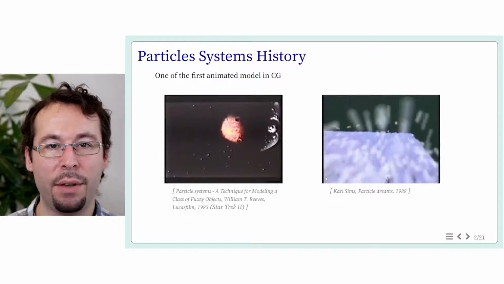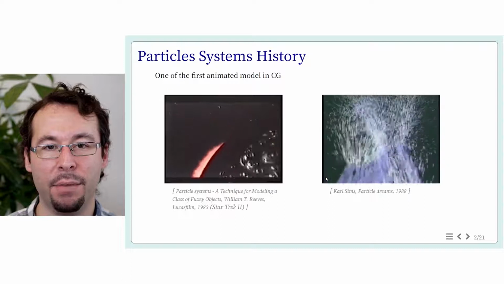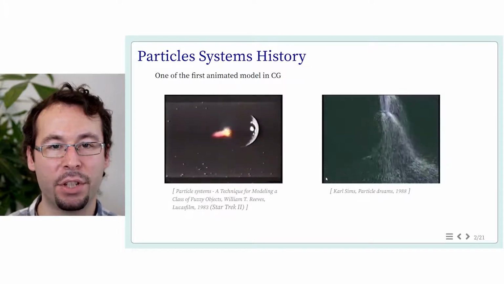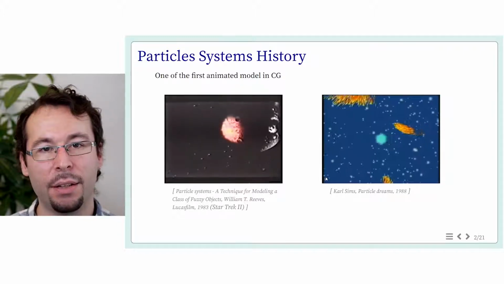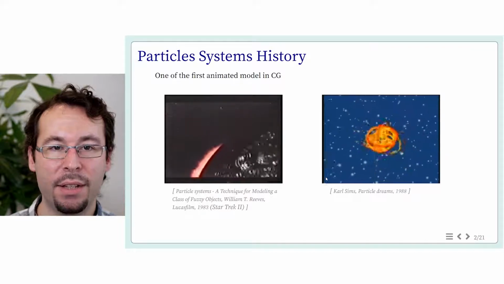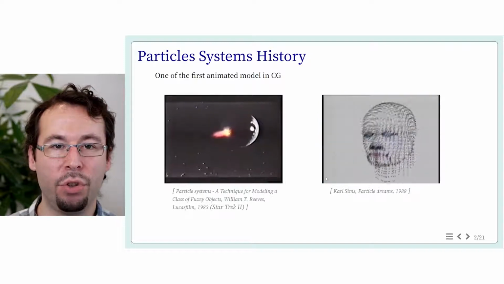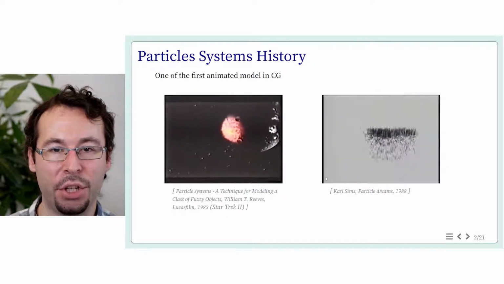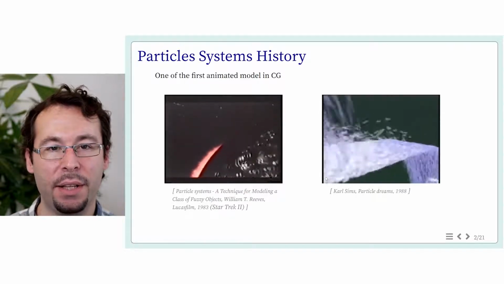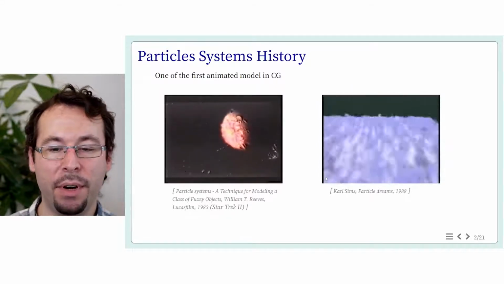The first one on the left is this explosion model for Star Trek II by William Reeves in 1983. And you can find the associated research articles for more information. The second on the right, in 1988, by Carl Sims, who was a scientist and also an artist, who was one of the first to show such complex fluid-like animation. So the interest of particle systems is that they are lightweight in memory and computation, as each element is actually very simple.